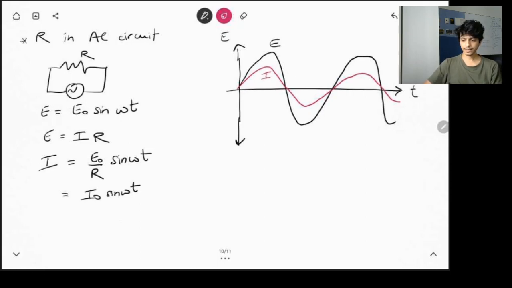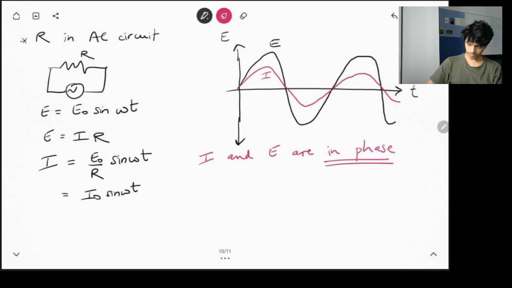So what we say is that the current and the voltage are in phase. In phase means that they both become zero at the same time, they both have maxima at the same time. So they are perfectly in phase with each other. There is no phase difference between them. So that is it for the resistor. Whenever you have a resistor in an AC circuit, the current and the potential difference across it are always in phase.